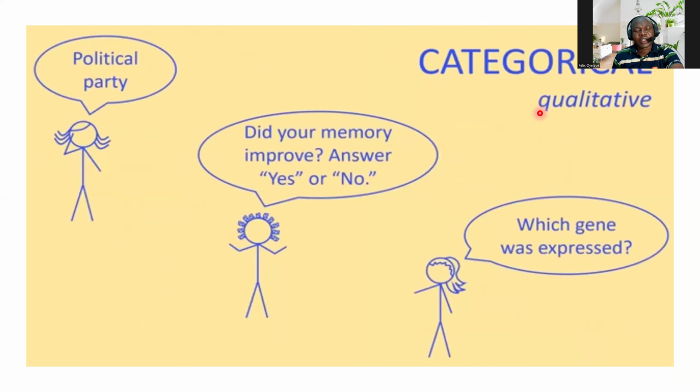So for the categorical data, for instance, you are looking at political party. Okay, maybe the performance between two political party or what have you, or you want to look at an example like, did memory improve? Did your memory improve? Answer is yes or no. You are looking at a binary response. Okay. And you have the yes category and those that pick the no category, maybe based on a particular treatment. And the last possibility is when you have gene and you want to know which gene was expressed. You are looking at different categories, okay? Where gene was expressed, where gene was not expressed.